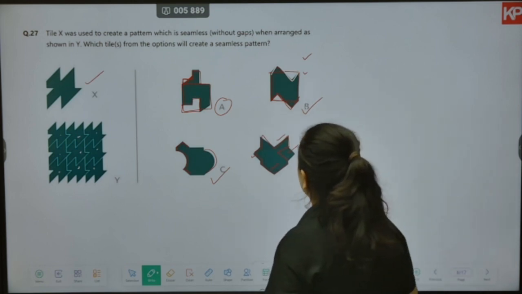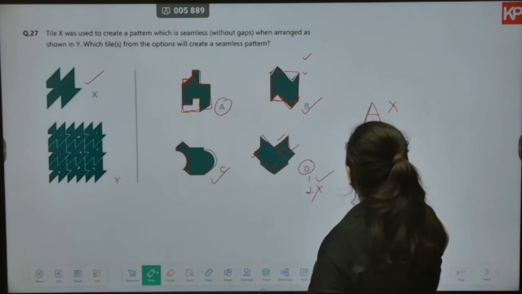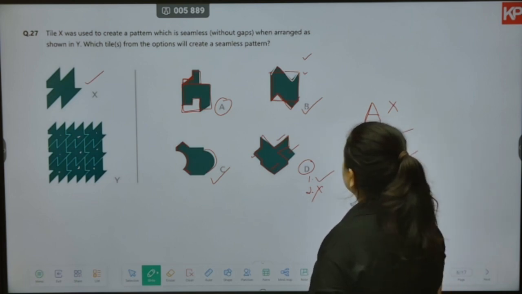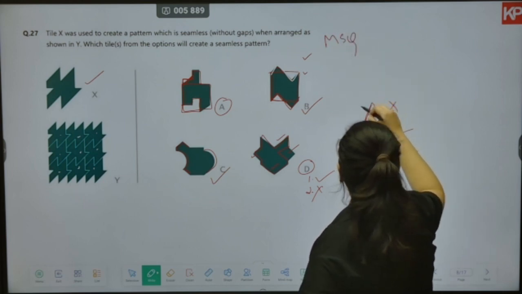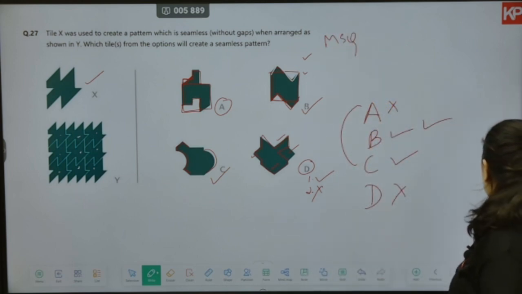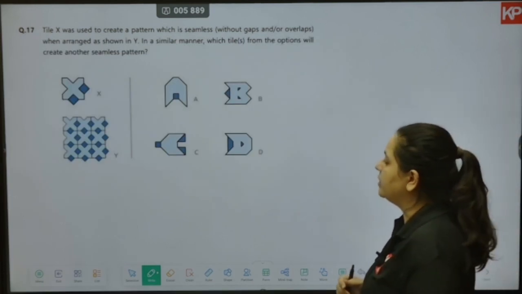So the answer for us is option number A is not going to tessellate, B is going to tessellate, C is also going to tessellate, and D is not going to tessellate. So under this MSQ option, we have A and C as the answer. I hope you are able to understand the process of it. But let's practice more and understand it.